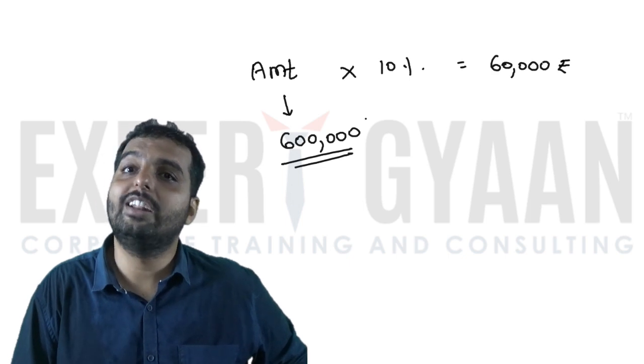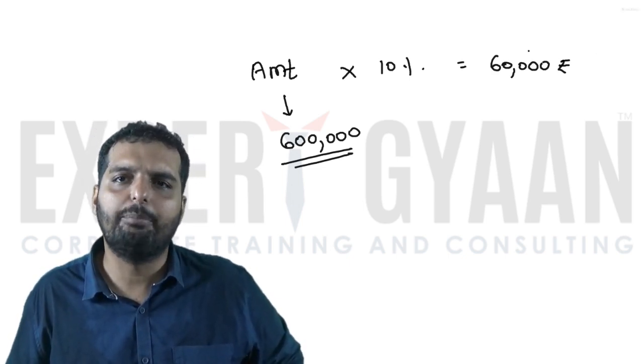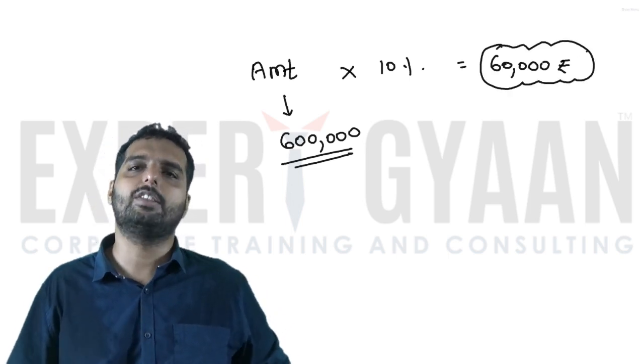But friends, now there is another twist. One of the assumptions that I made in this example is wrong. I told that every year the cost required will be 60,000.